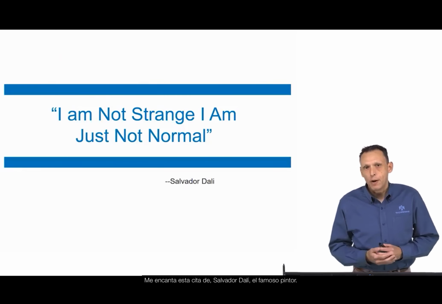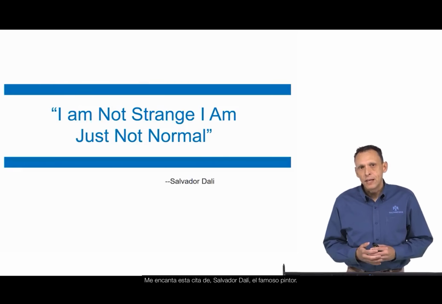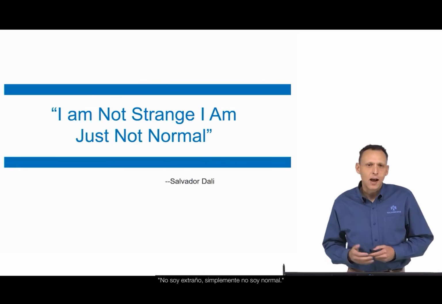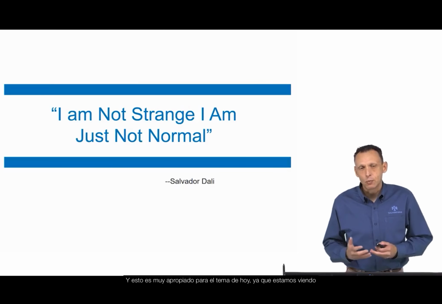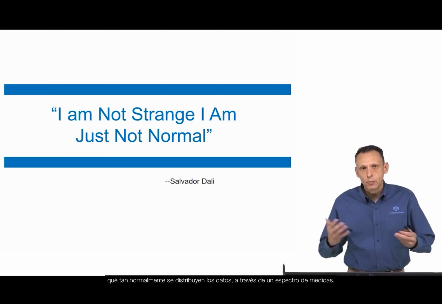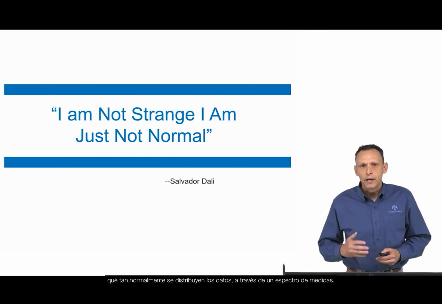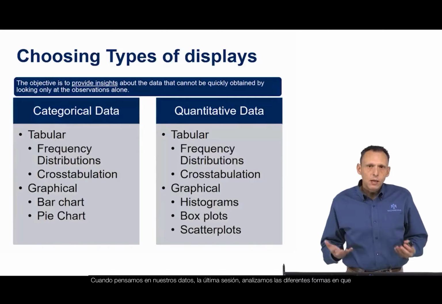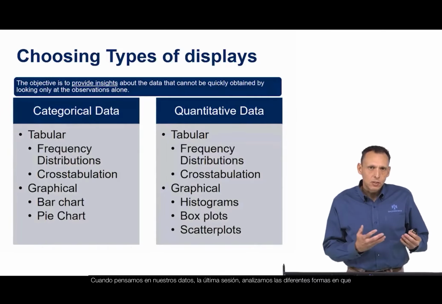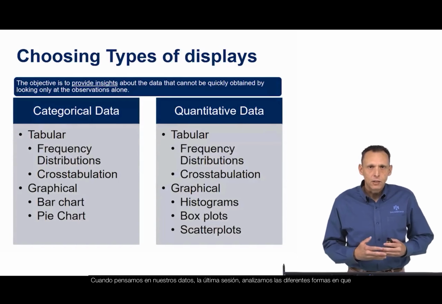I love this quote by Salvador Dali, the famous painter. "I'm not strange, I'm just not normal." And this is very appropriate for the topic today as we're looking at how normally distributed data are across a spectrum of measures.